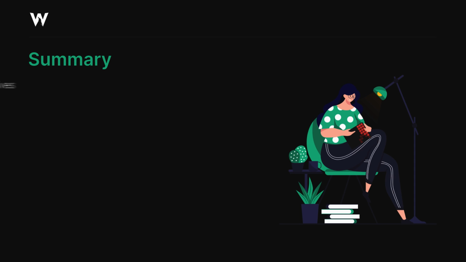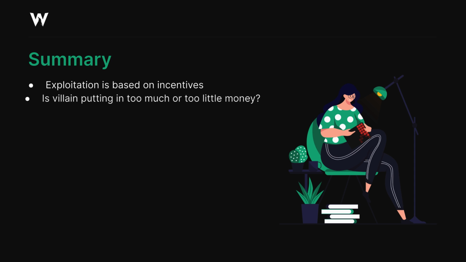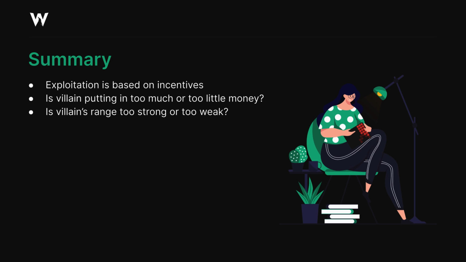To summarize, exploitation is based on incentives. When it comes to setting up our range for success, what we care is whether our opponent is going to put in too much money or too little money into the pot in that particular line. When it comes to the punish exploits, what we care about is whether our opponent's range is too strong or too weak. Be creative. There are multiple ways in which you can manipulate your range to be stronger or weaker, and you can stack multiple exploits to take maximum advantage of your opponent, even multiple streets before the mistake even happens.